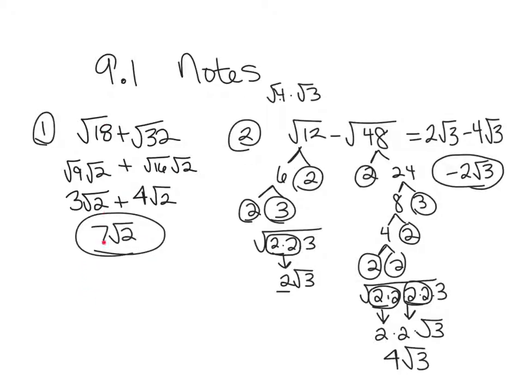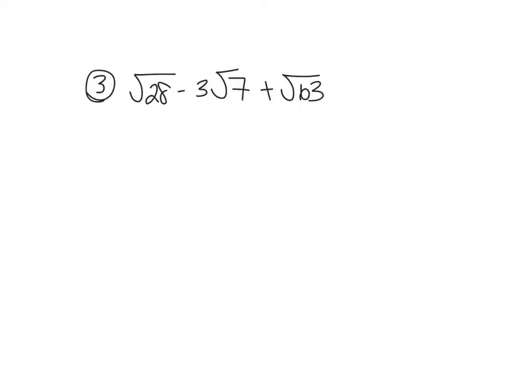Okay, number 3, another practice problem. Okay, so for the next problem, we have, number 3, radical 28 minus 3 radical 7 plus square root of 63. All right, so for this one, let's break down 28. So I'm going to try, I know that the square root of 4 times the square root of 7 would work, minus 3 root 7.